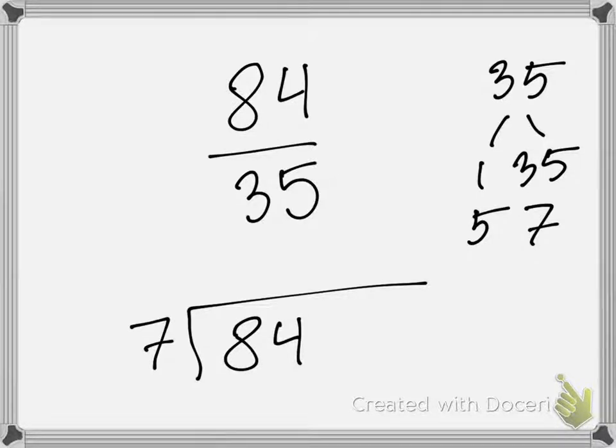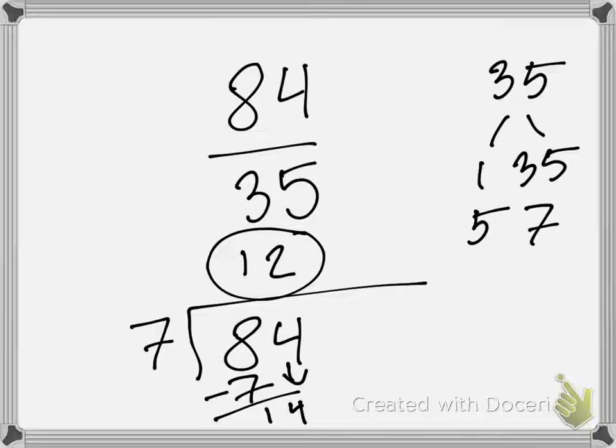7 goes into 8 1 time. That's 7. We bring down, it's a 1 when we do subtraction. Bring down our 4. How many times does 7 go into 14? 2. Excellent. So we're going to get this to 12 over, and what's 35 divided by 7?